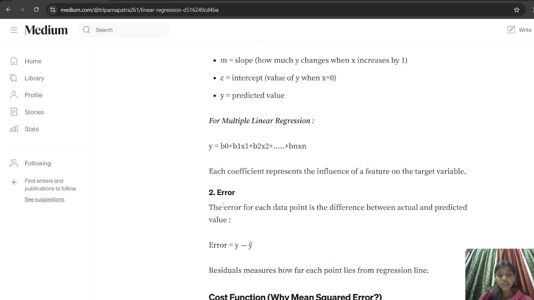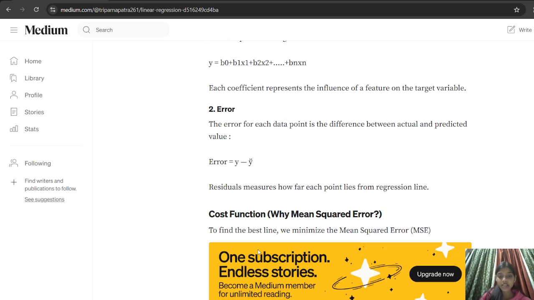Then comes the error. How can we calculate the error? The error for each data point is the difference between the actual and the predicted value. Error = y - y'.